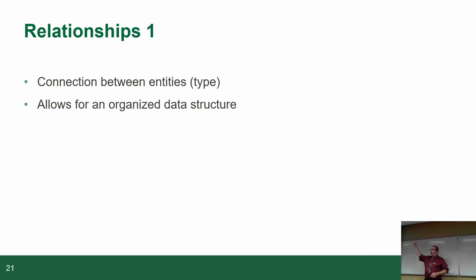Relationships, part one. A relationship is a connection between two entities. So I'm done talking about entities and their attributes, now I'm talking about the things that connect them. It's a connection between two or more entities, and it allows for an organized data structure, basically put. In other words, if nothing was interconnected with relationships, the data would just be a mess. Everything's just floating around, you have no idea what's connected to what.